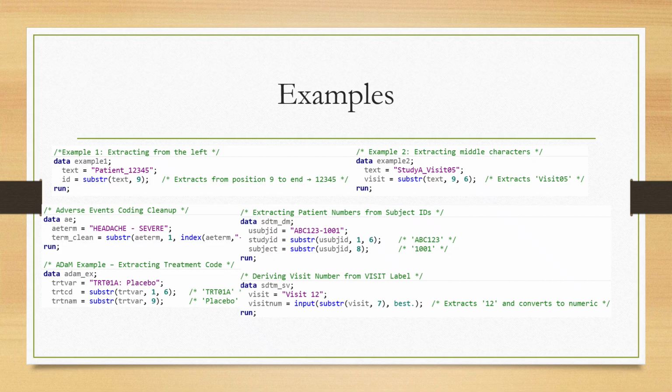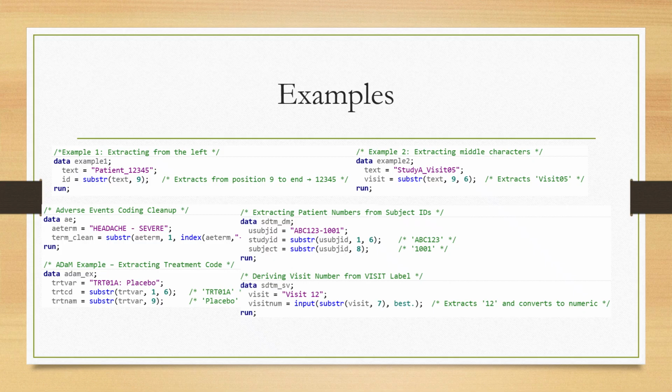Similarly, when you are working on the SV domain, you might encounter that the visit variable is a character variable having a value such as visit 12, as shown in this example. And to create VISITNUM, since VISITNUM is a numeric variable in SDTM, you want to derive only the number part from the visit. That can be achieved using SUBSTR. So here we are applying the SUBSTR function on the visit variable to extract the number part of the visit.